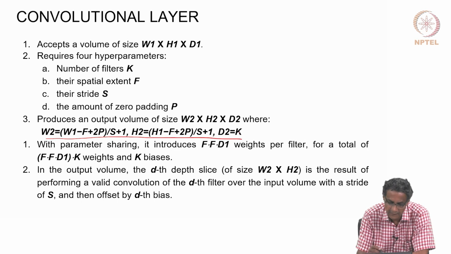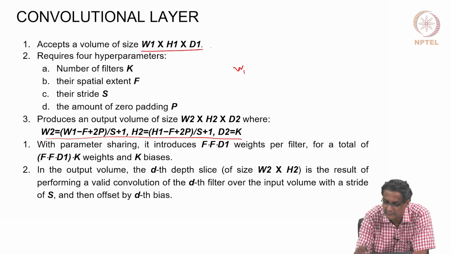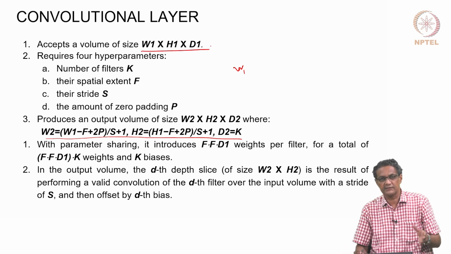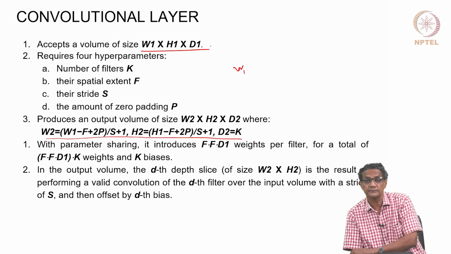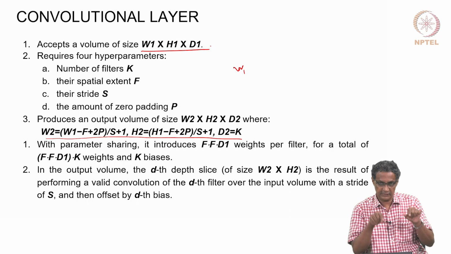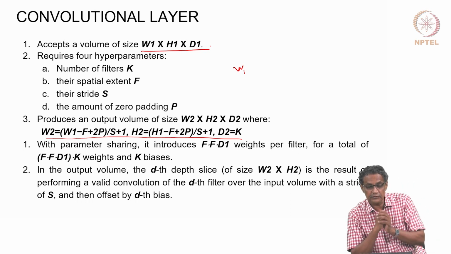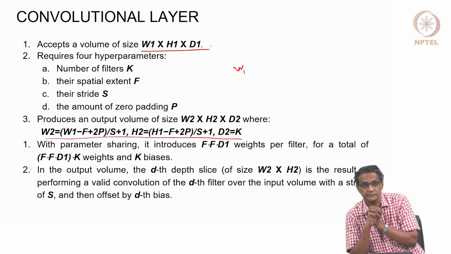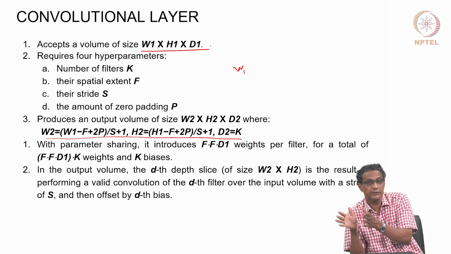So the way to think about it is this. If you're accepting an input of size W1 cross H1 cross D1, what is D1? The number of feature maps in the input. W1 cross H1 is the spatial extent. So you have W1 cross H1 and D1 such feature maps, and if you are using k filters, what does that mean? That means in the output you will have k feature maps.